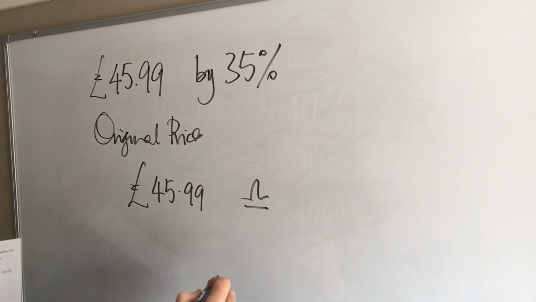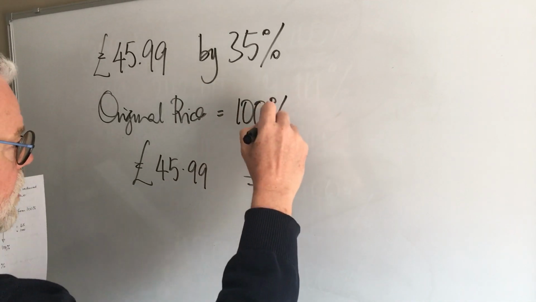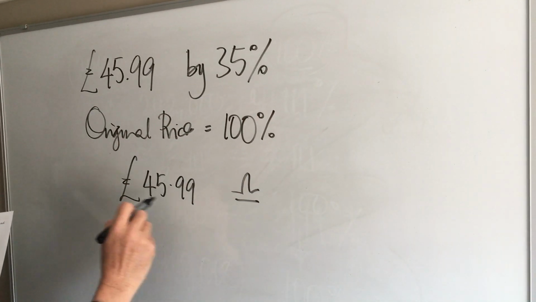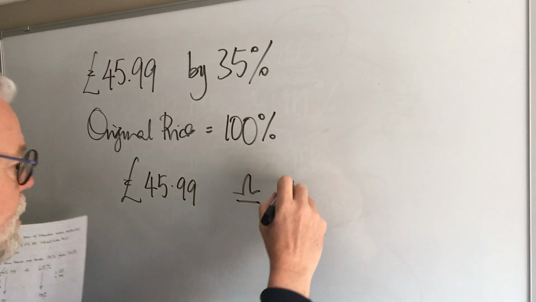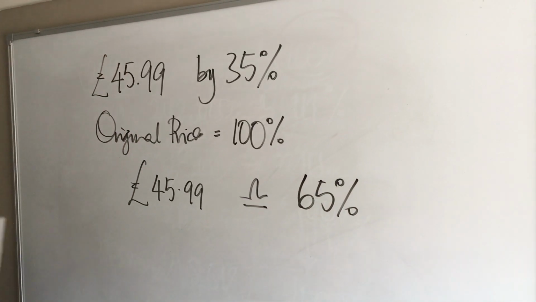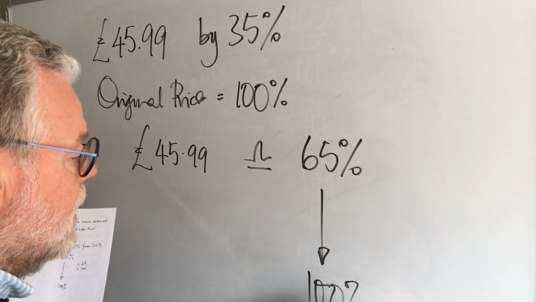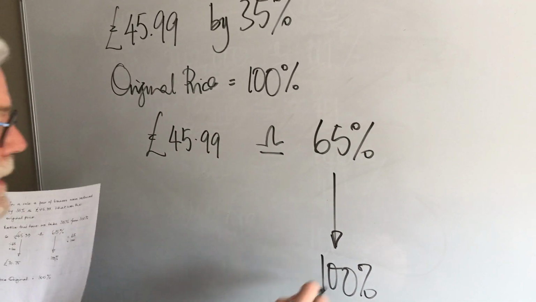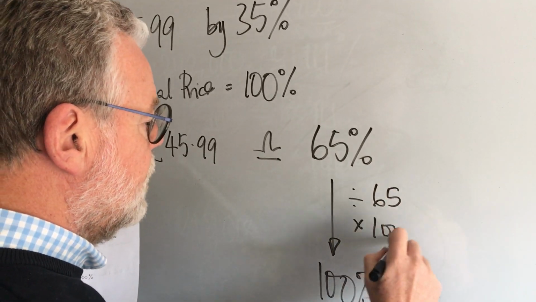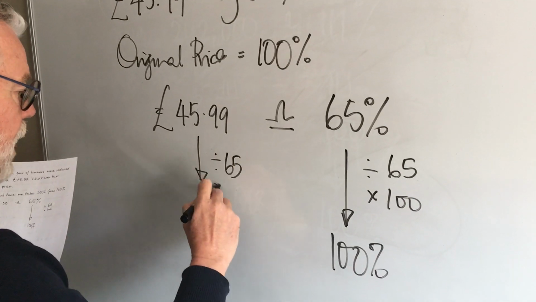And you're going to say to me, well, actually, if the original price, remember, is always 100%, or the original value, it's been reduced by that. So now that, the sale price must, in percentage terms, equate to 65%. And obviously, we need to know what the 100% price is, because that's the original. So how do I get from 65% to 100%? Same principle, divide by itself, times by 100. I have to do the same there, divide by 65, times by 100.